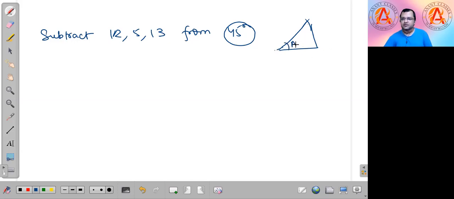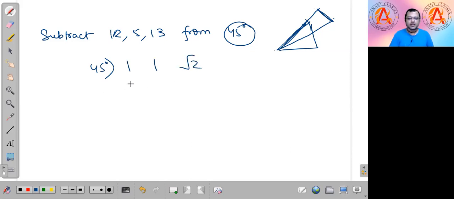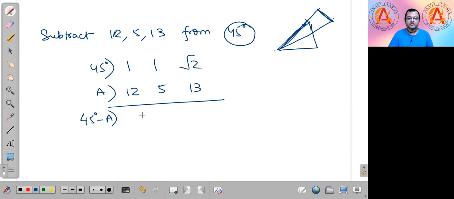This is my angle A, which is 45 degree. So we can subtract like this. Let's say this is 12, 5, 13, and I have to calculate for the remaining one. So directly it can be calculated. What is my 45 degree triple? 1, 1, root 2, and the other one is 12, 5, 13. Whatever is this angle, that is not important. I'm not going to calculate that. I'm just calculating this 45 minus A. Can you calculate these three values?